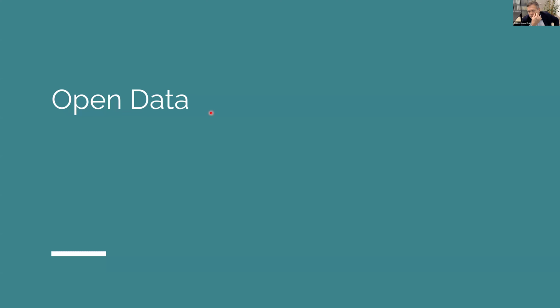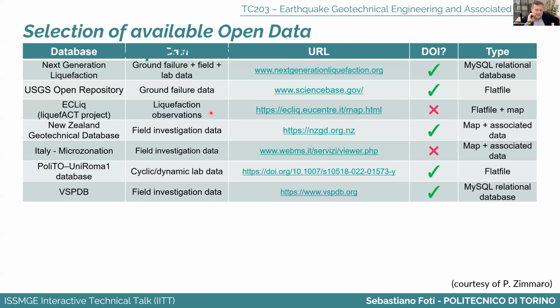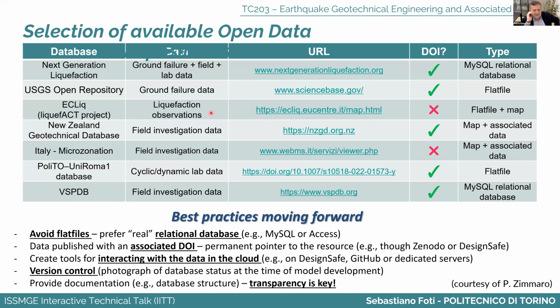The second aspect I would like to cover is the importance of open data. This is something that is increasing in importance nowadays, especially because we now have tools to share data. These are examples of databases worldwide, and these are some hints about best practice for moving forward. We have to go more and more towards relational databases, and we need databases that remain accessible over time. So it is important to associate a DOI and so on.